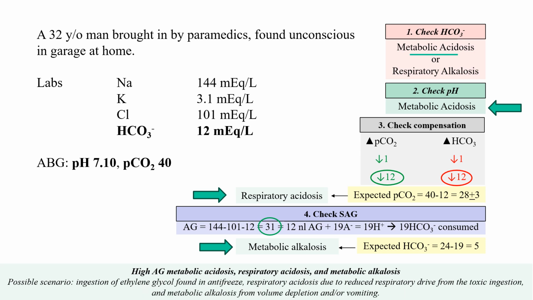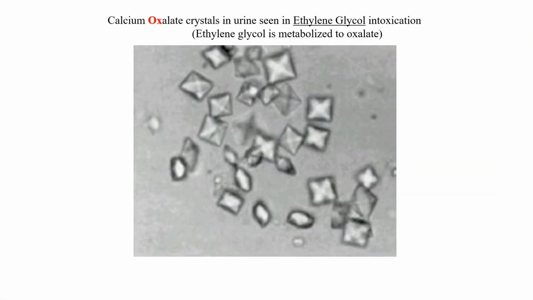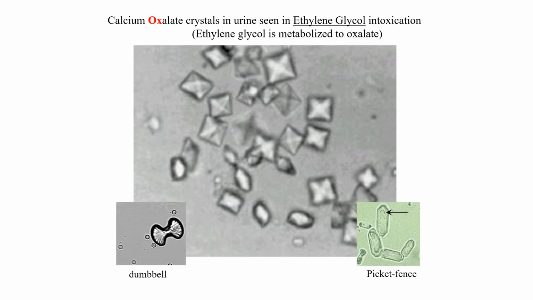Alternatively, this patient could have developed his high anion gap metabolic acidosis from ethylene glycol from drinking antifreeze. Ethylene glycol is metabolized to oxalate. Oxalate can precipitate as calcium oxalate crystals in the urine and cause kidney failure. This slide shows calcium oxalate crystals in a patient with ethylene glycol intoxication. Calcium oxalate crystals can resemble dumbbell shape, picket fence, or O and X as in oxalate shape.